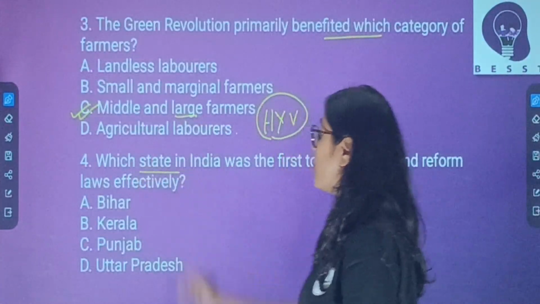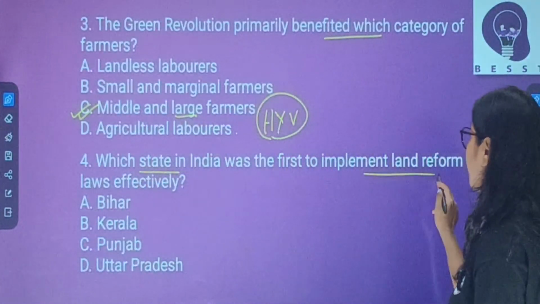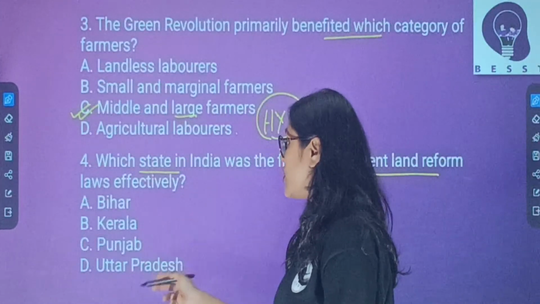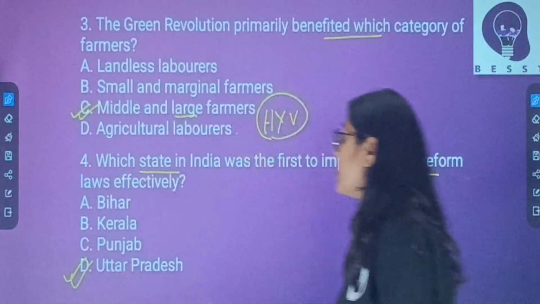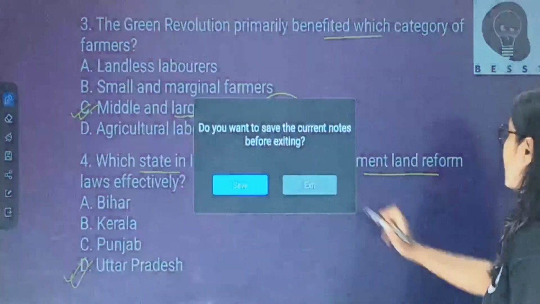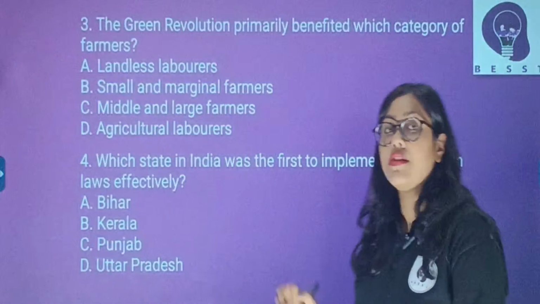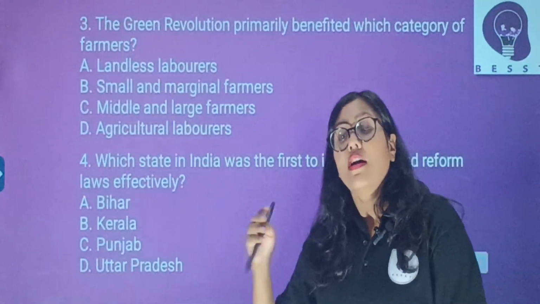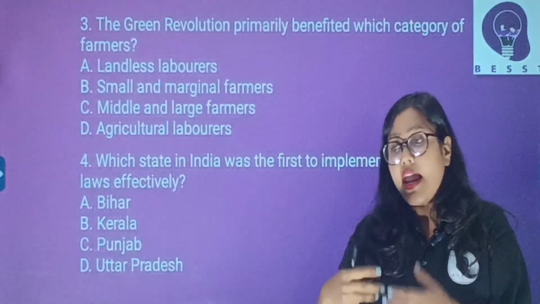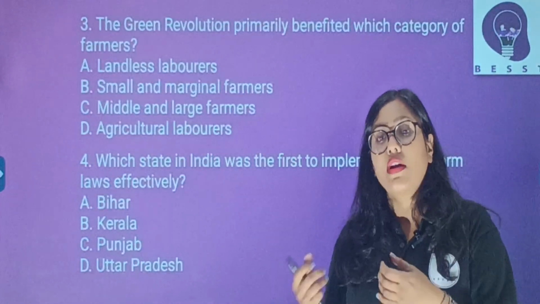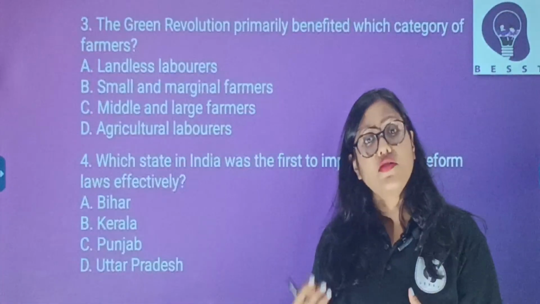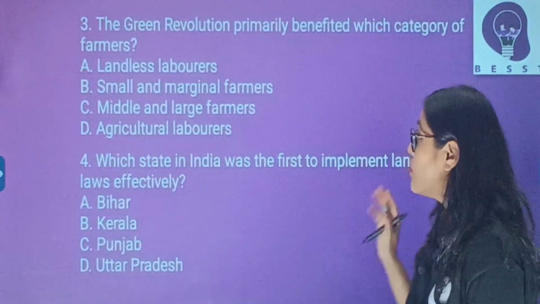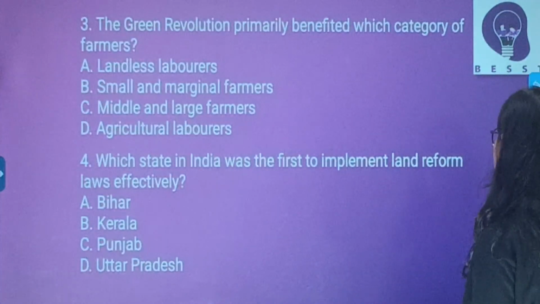Now question number 4, which state in India was the first to implement land reform laws effectively? Was it Bihar, Kerala, Punjab or Uttar Pradesh? So the answer will be Uttar Pradesh. Very important questions, students. You have to be very careful while answering these questions, because they have very small differences. Sometimes it might be very confusing, so you have to be very careful while answering these questions.